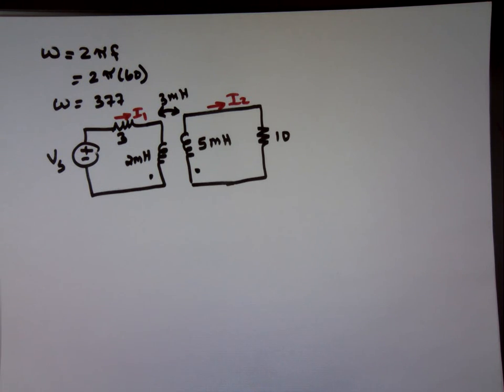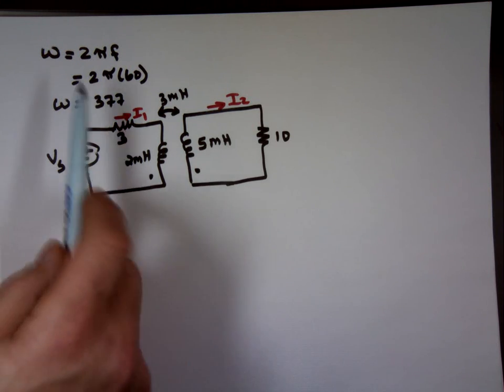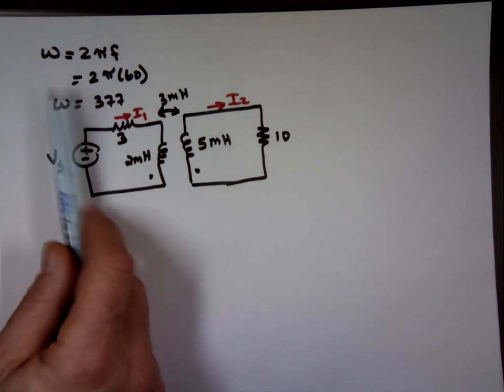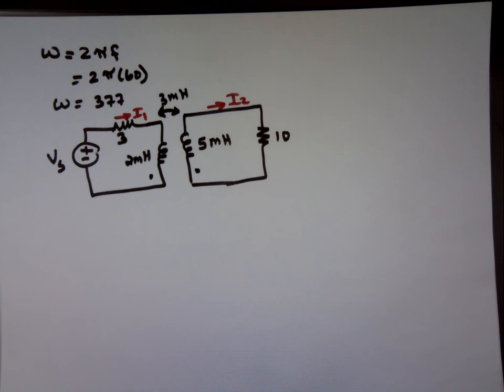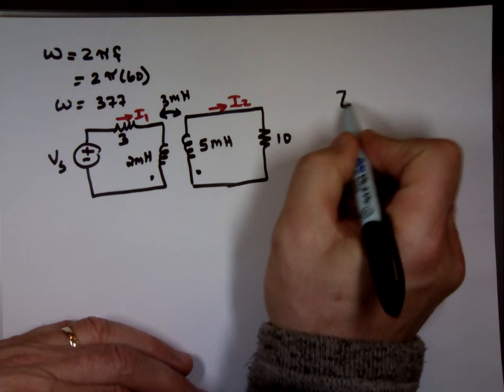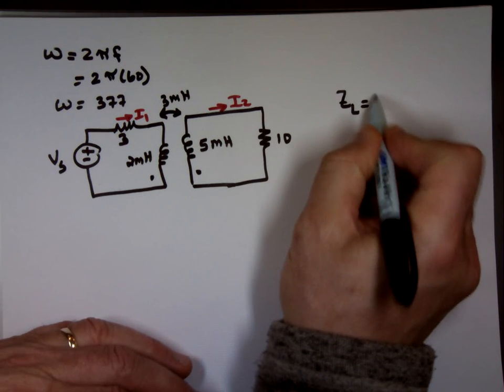Again, there's no mention here about what the frequency or W is. So I'm assuming in this problem, this circuit is built in the US, so the frequency is 60 hertz, 2 pi f, that's what W is, 2 pi times 60, which is 377. We'll see if that's the case. So when I change this to phasor, the impedance of an inductor is JWL.